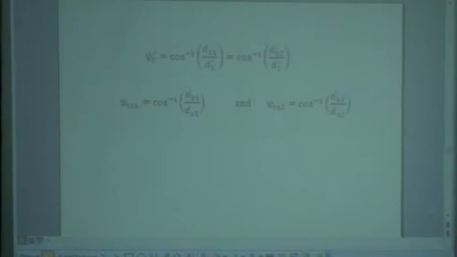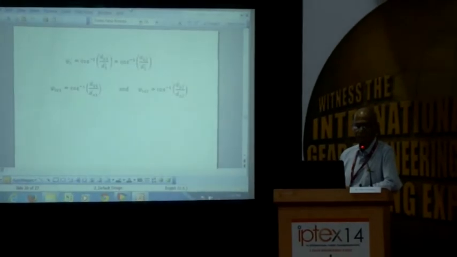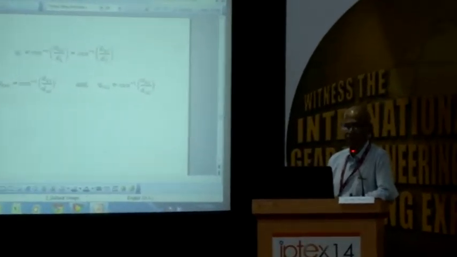I think this will most likely be published in Gear Technology, in one of the next issues. I don't know when, not the immediate one, but I am talking to these people about where it may get published. So formally you will have it handy, or you can contact me, and I can supply this formula.